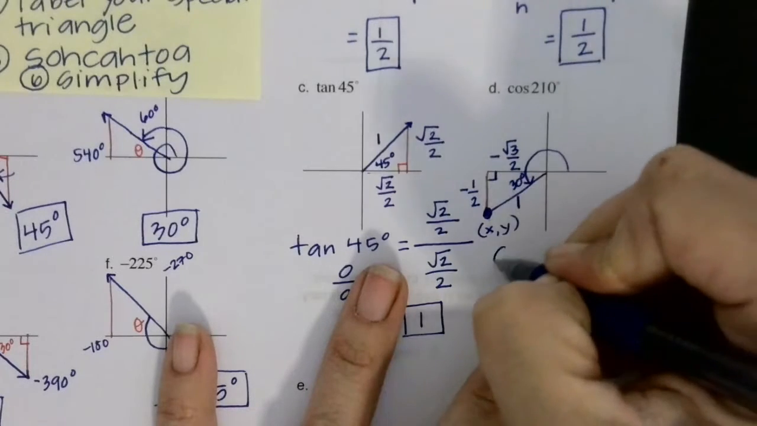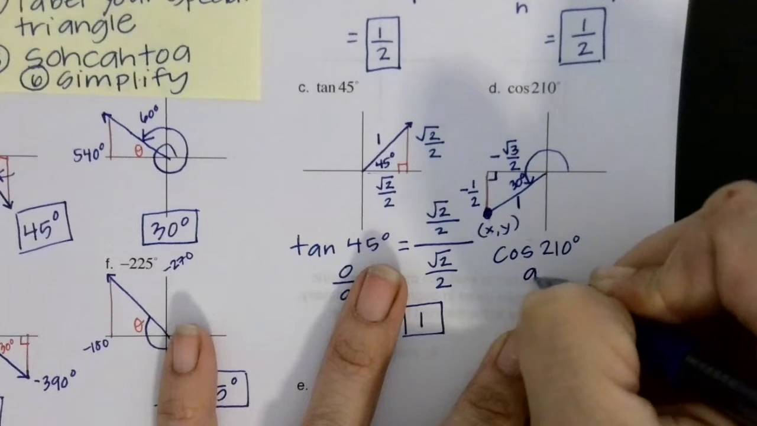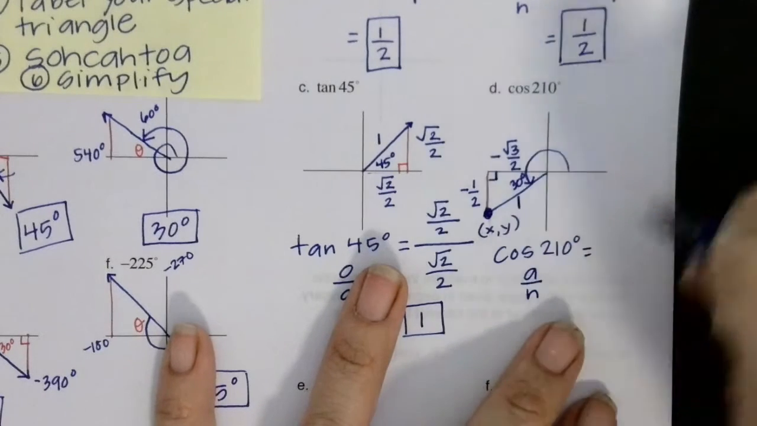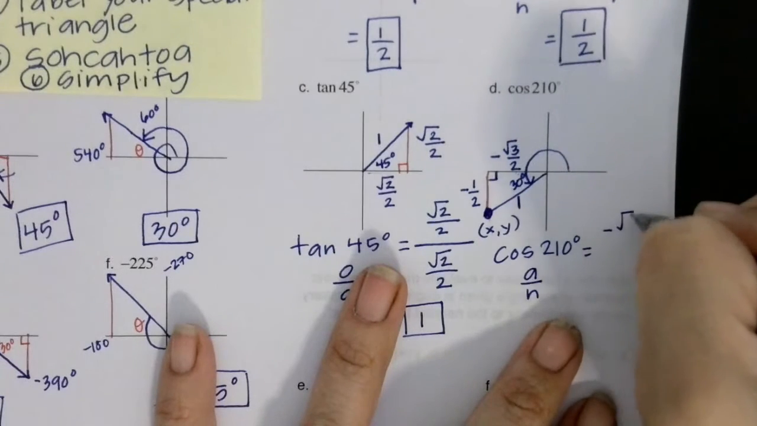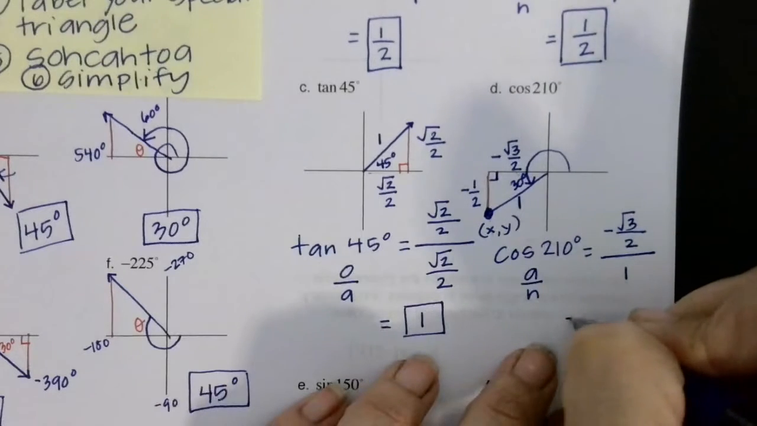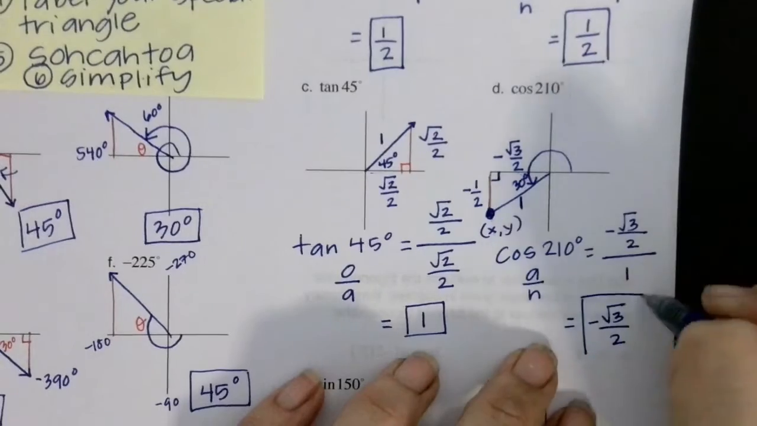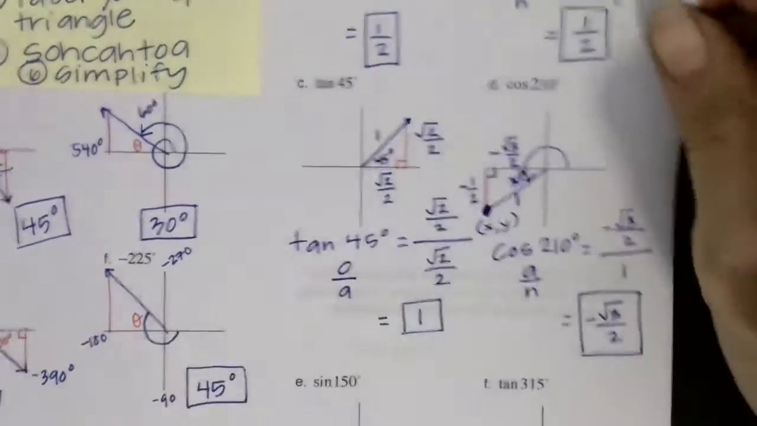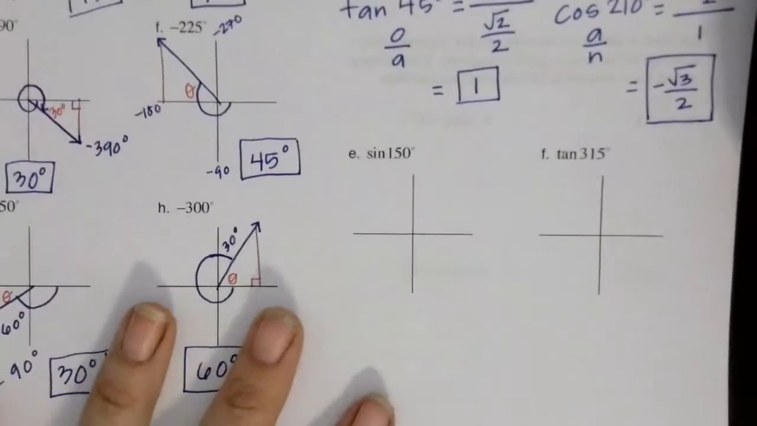Okay, so we're dealing with cosine of 210 degrees, and that's adjacent over hypotenuse. So adjacent to that reference angle right there is negative root 3 over 2, and the hypotenuse is 1. So we get negative root 3 over 2. Man, really love trig. We got SOHCAHTOA, we got special triangles, we got graphing angles, we've got this.